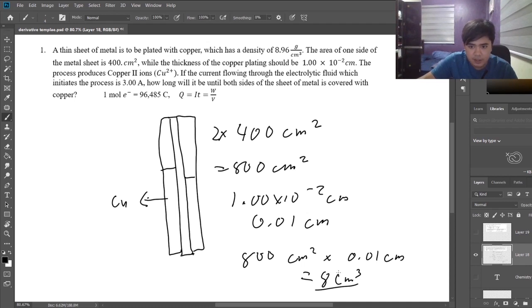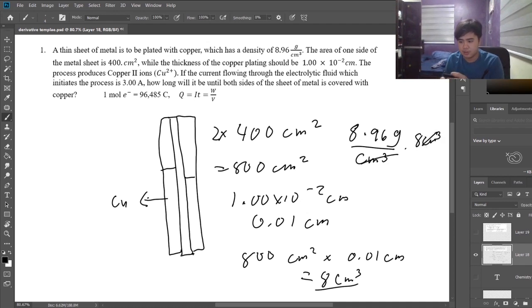Let's try finding the mass of everything. So we have 8.96 grams per cubic centimeter, and we have 8 cubic centimeters. We can cancel the cubic centimeters, and then multiply 8.96 by 8. We get 71.68 grams.